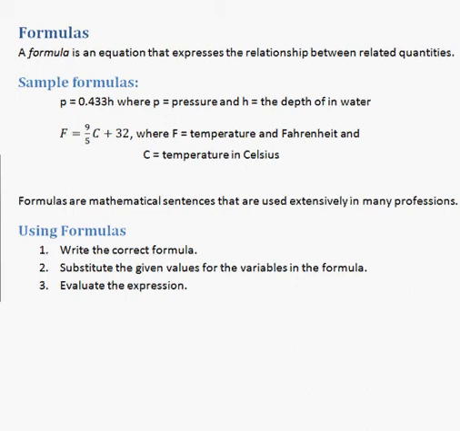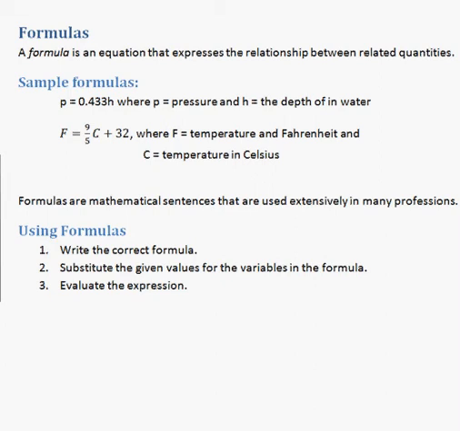So this says P equals 0.0433 H, where P is pressure and H is depth in water. So this is talking about the pressure that is felt when something is submersed in water. And we all have probably felt this before, because when you go deeper underwater, you start feeling the pressure, specifically on your ears. So that's what that's saying: as you get deeper, the depth in the water, then the pressure is going to increase.